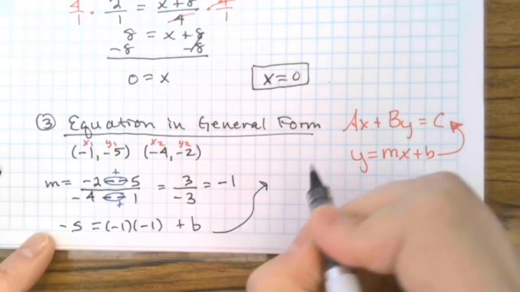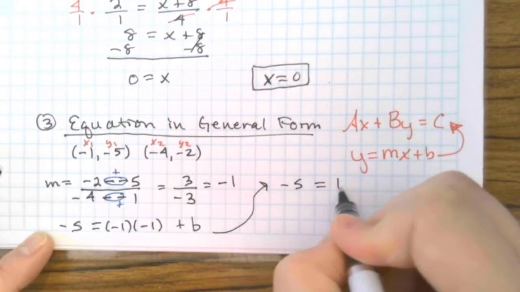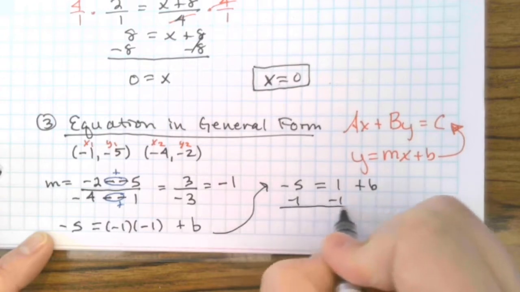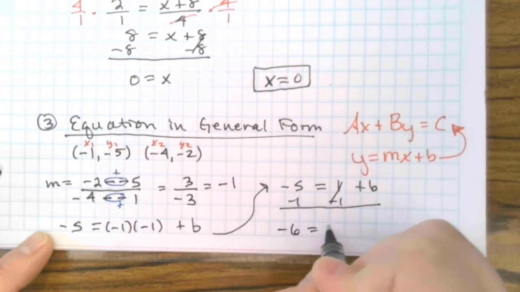So negative 1 times negative 1 is positive 1. So negative 5 equals 1 plus b. Subtract 1, we get negative 6 equals b.